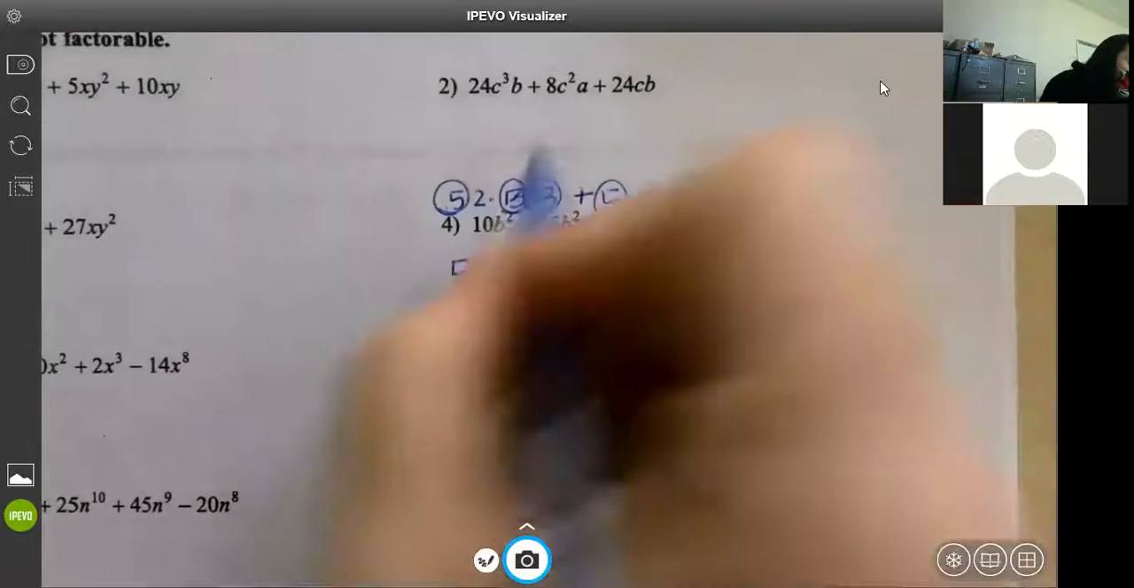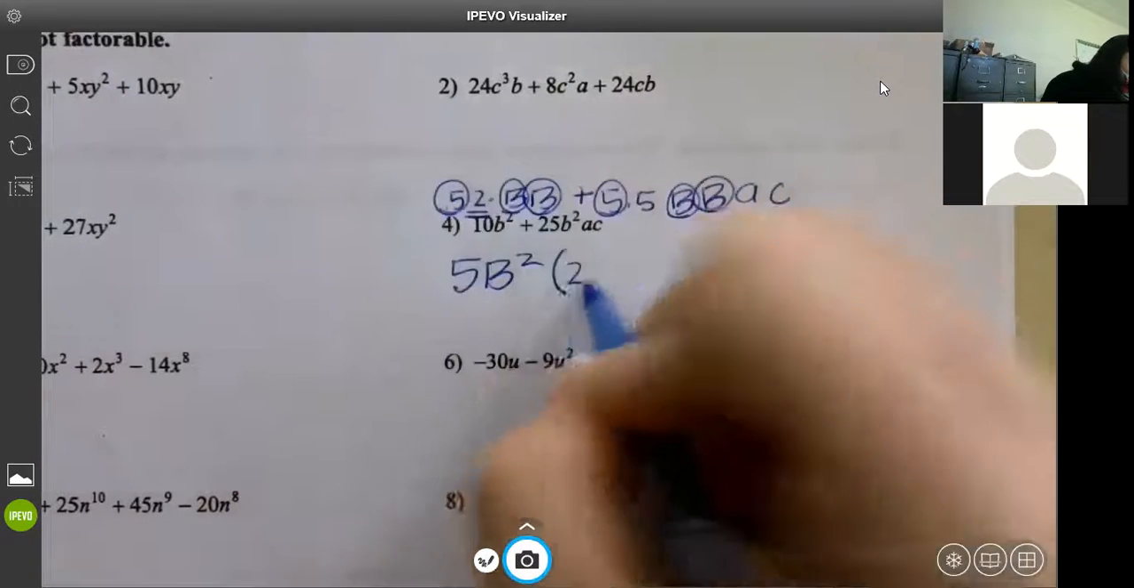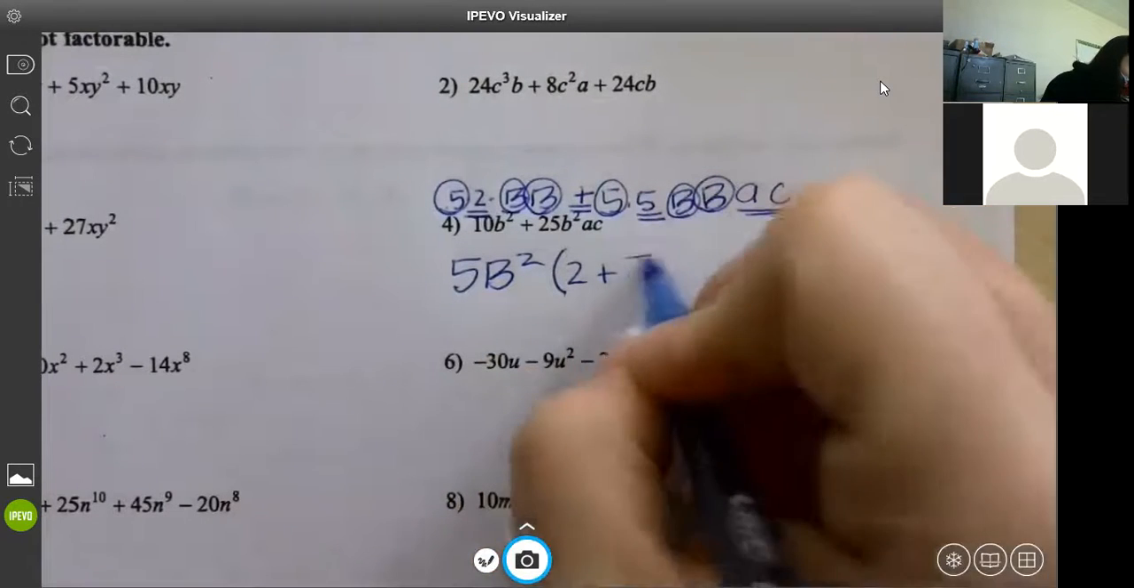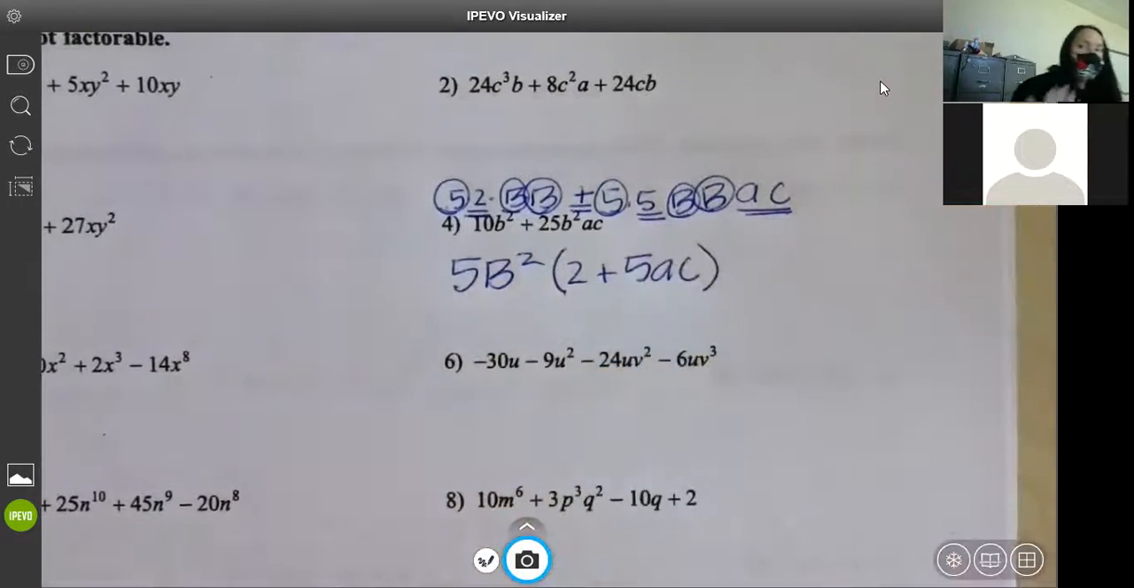And then you write what's left over. And what's left over on this side is 2. We have a plus 5AC. That is GCF, and you're done. Okay, that is GCF.